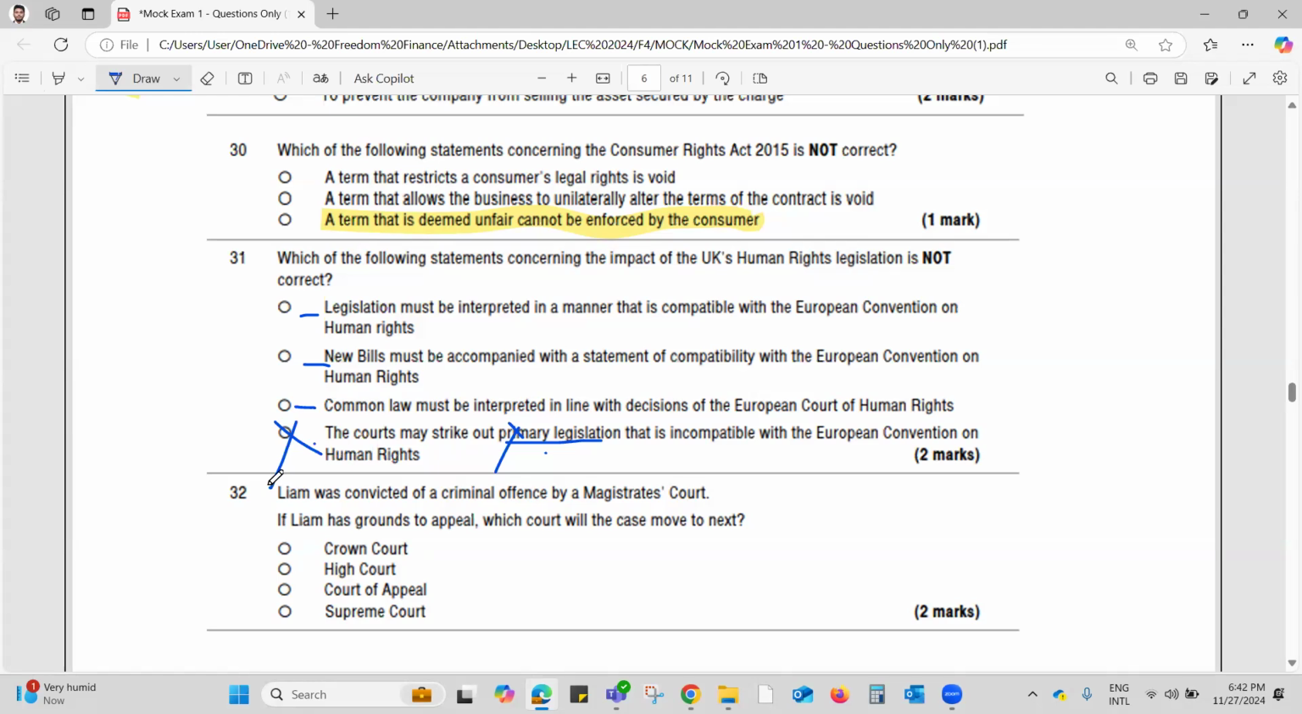In terms of the next question, Liam was convicted of a criminal offence by a magistrates' court. If Liam has grounds to appeal, which court will the case move to next? So, to which court will they move? If they cannot make sure they can win the case, they will move to the higher court, or you can call it the high court. That's not wrong. The appeals from the magistrates' court are heard by the, so there is a special division for that. What is that? QBD, Queen's Bench Division.